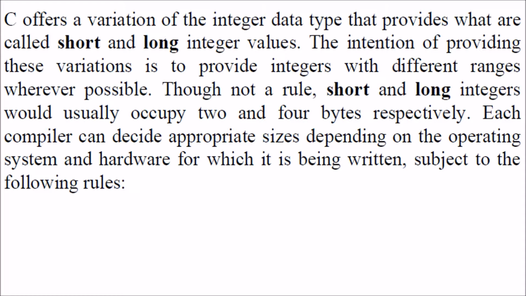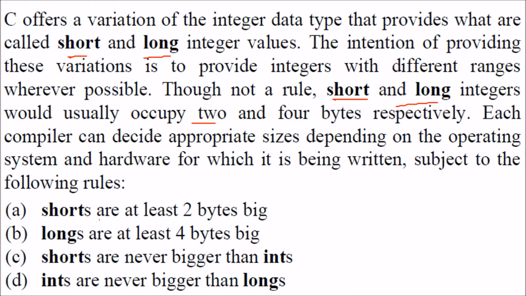So there are various offerings like short and long. Sometimes you have integers, but you know that the numbers in your program are going to be small. But there is also the possibility that you are not satisfied with integer and want more than integer. Then you have to go for a long. Usually in our discussion with the Turbo C and Turbo C++ compilers, short takes 2 bytes and long takes 4 bytes, but this totally depends on the operating system and hardware also.